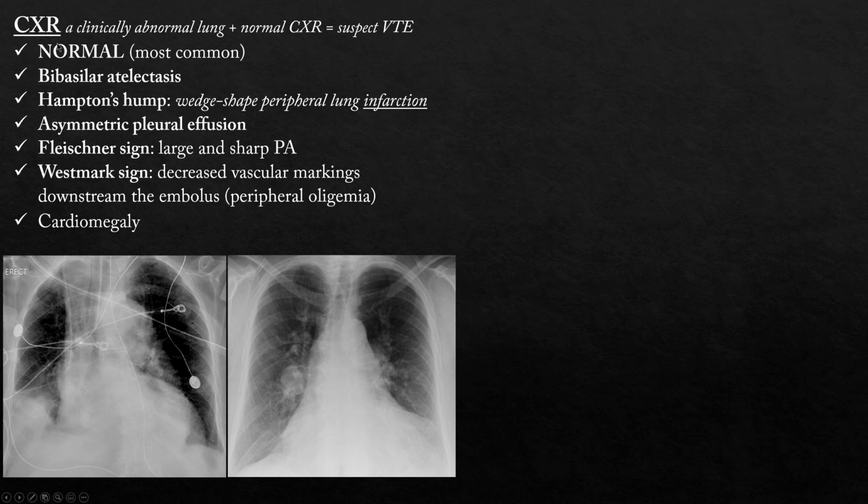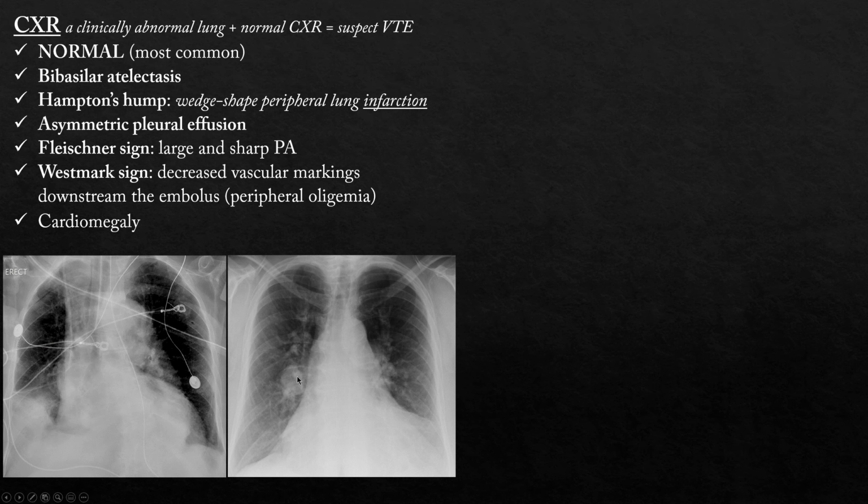All right. Now, as you can see, normal chest X-ray is the most common, but we also can see non-specific pathologies, like, for example, bibasilar atelectasis, Hampton's hump, a wedge-shaped lung infarction, as we talked about before, and asymmetrical pleural effusion. Fleischner sign is a large and sharp pulmonary artery, as you can see here. This looks like a hilar mass, all right?